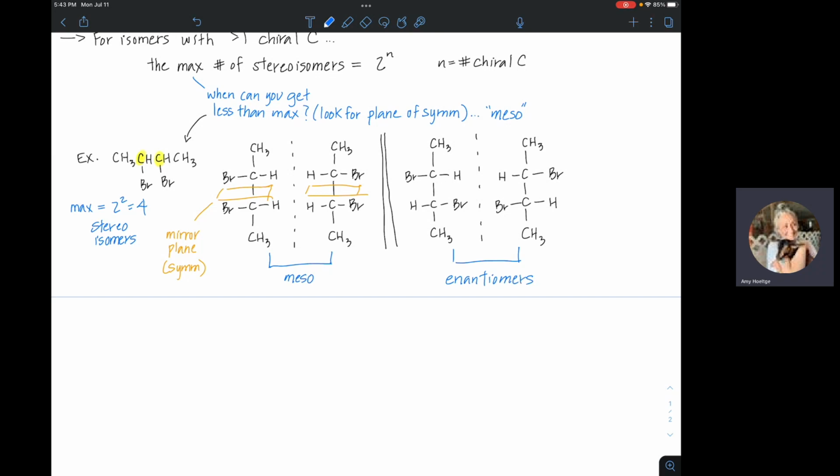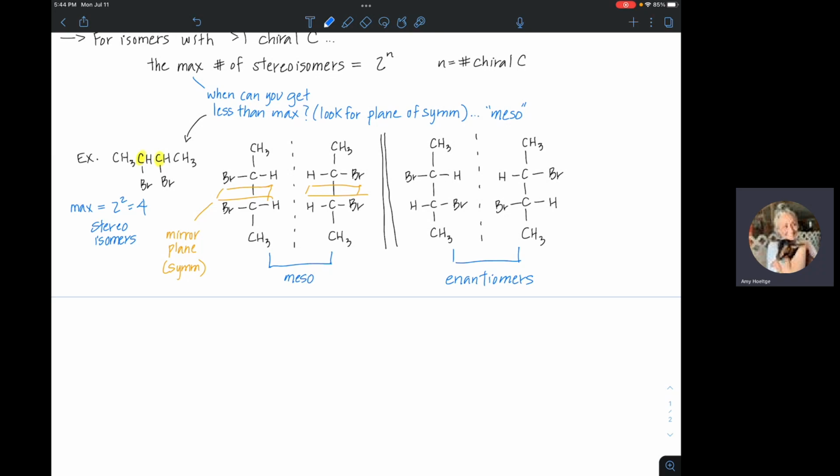When you see that you have a mirror plane, or you have a plane of symmetry in your molecule, you have a meso compound that knocks out one possible stereoisomer. So when we say the maximum number of stereoisomers that you can get is equal to 2 to the n, you have to really carefully look at the structure. If you can find a mirror plane, then you have a meso compound, and that knocks out one enantiomeric pair. And so in other words, you have one enantiomeric pair here. So I have 2 enantiomers, and I have meso compounds.